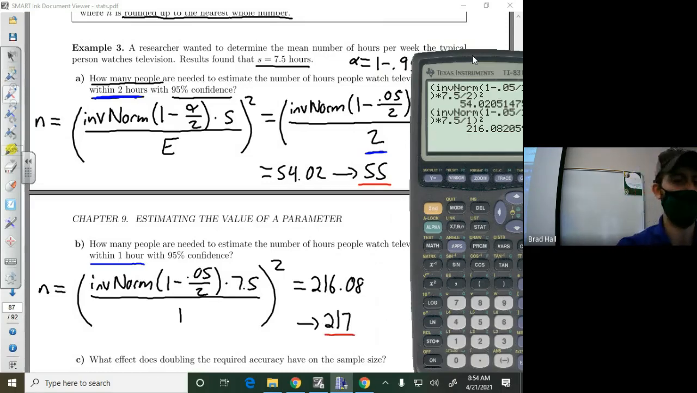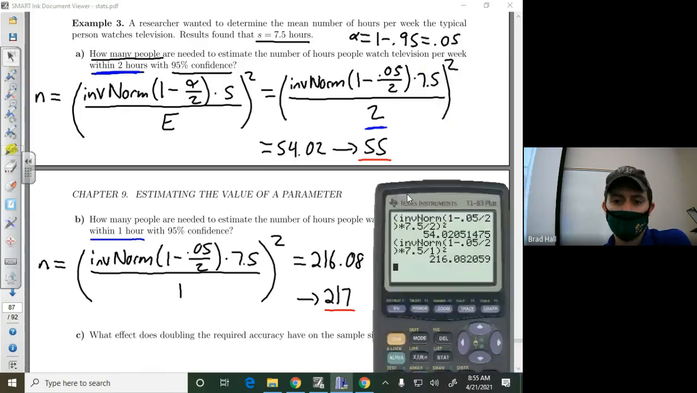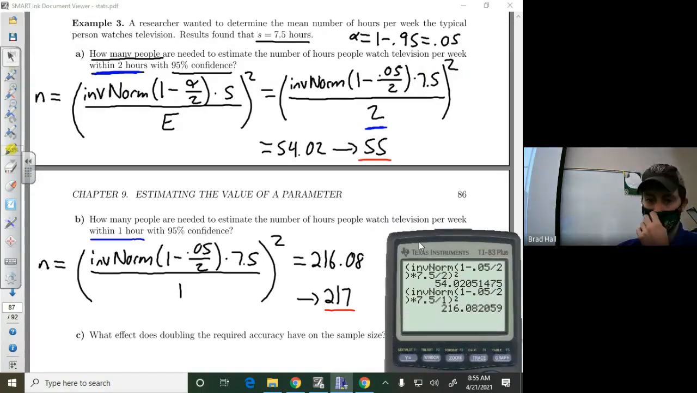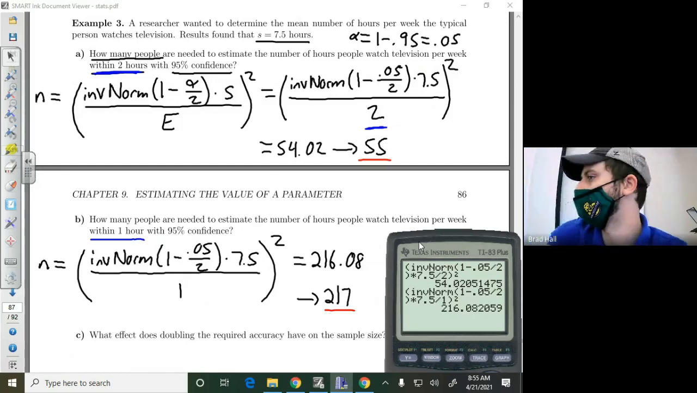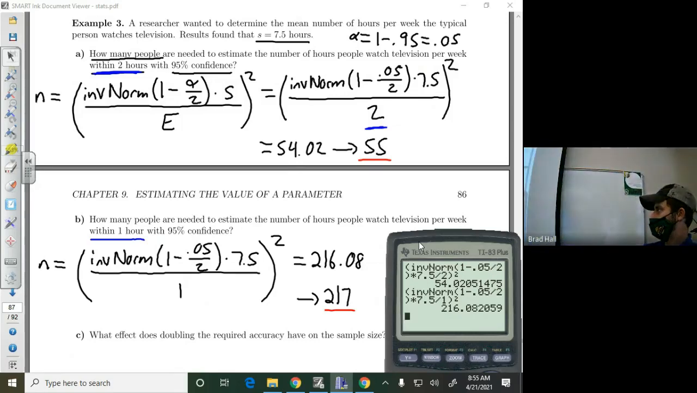So again, it makes you round up. The only thing that changes is that your error is even smaller, so now you have to be more precise. The only difference between what I have on the top of the calculator and what I just typed in is the 2 in the denominator became a 1. Is anyone not getting 216?